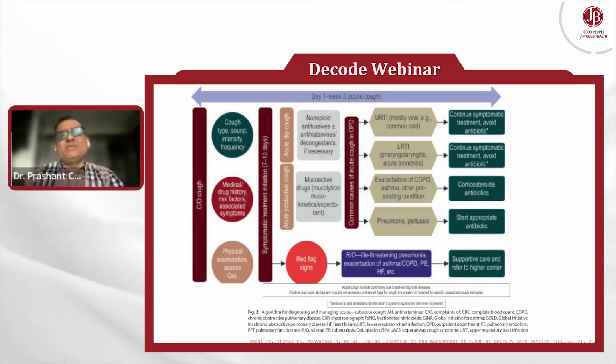Unless, so when do I give antibiotics? Particularly if I guess there is a discolored sputum, there's some fever which is lasting for more than a couple of days, that's when I would give antibiotics. So if I have a suspicion of a viral infection, I would typically avoid antibiotics. So treatment dominantly is symptomatic here.